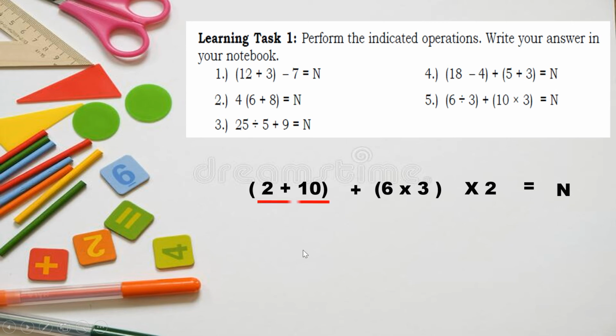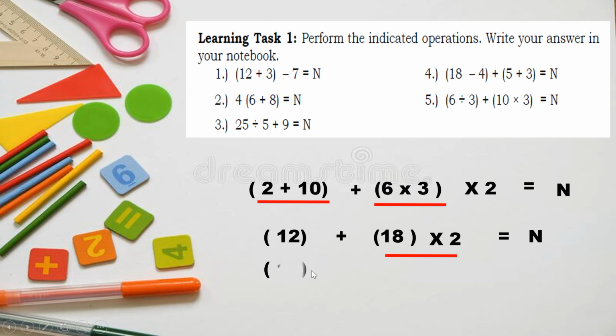So 2 plus 10, we have 12. Then ibaba yung plus. 6 times 3, we have 18. Times 2 equals n. So 12 plus 18, hindi pa natin siya pwedeng i-add because there is multiplication. So uunahin natin ito. So ibaba natin si 12 plus 18 times 2, 36 is equal to. Okay, so pwede na natin silang i-add dahil sila na lang yung natitirang operation. So 12 plus 36 is equal to 48. So n is equal to 48. Okay? That is learning task 1.